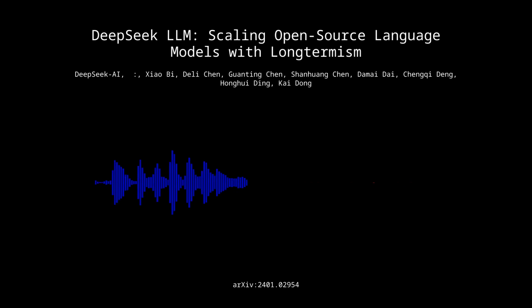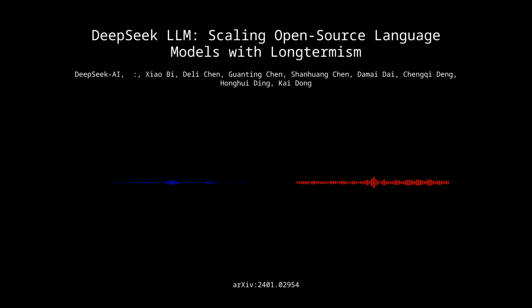So the architecture is based on Llama, with a few important differences. For instance, the 67B parameter model uses something called grouped query attention, or GQA, and it leverages this for greater efficiency. What this does is it allows the model to process information more quickly with less computational overhead. So it's like a more streamlined approach.